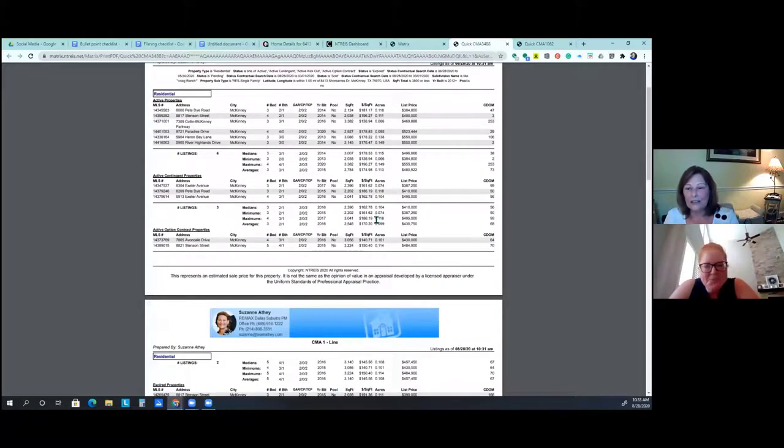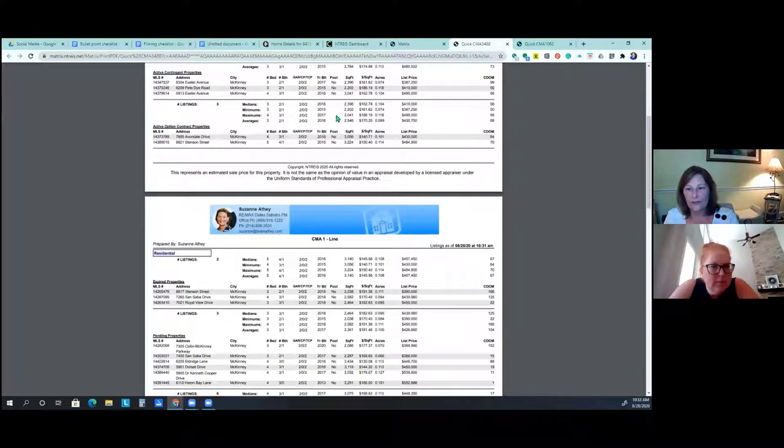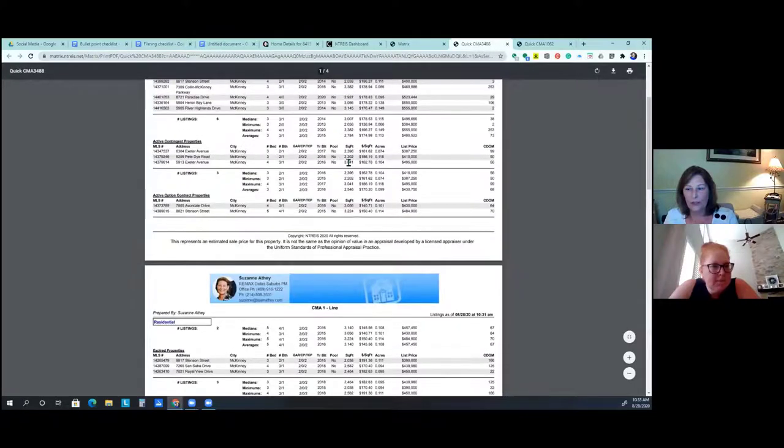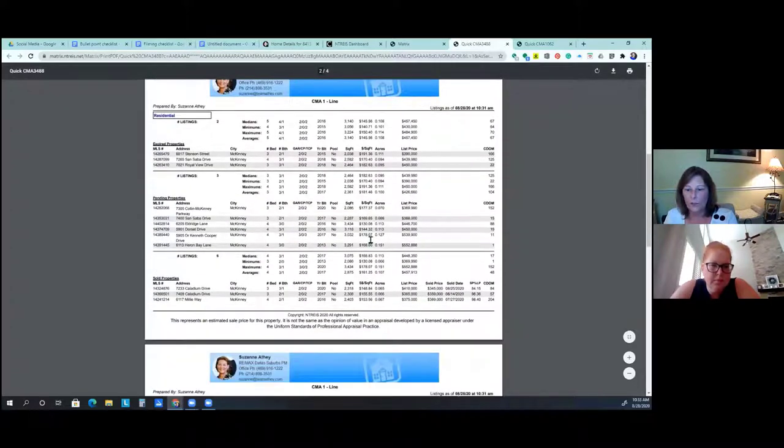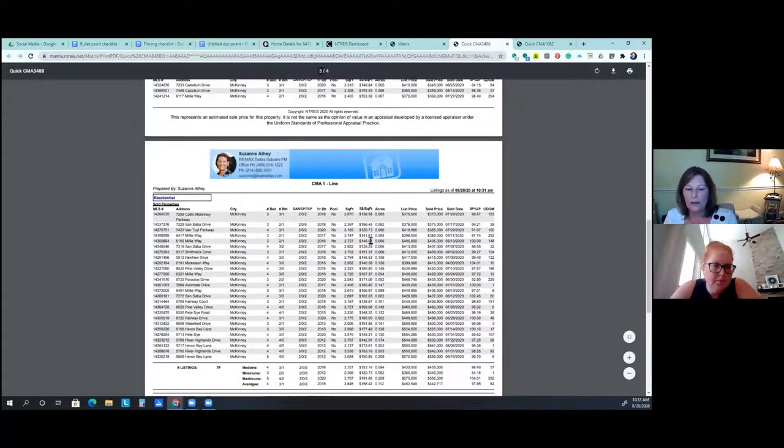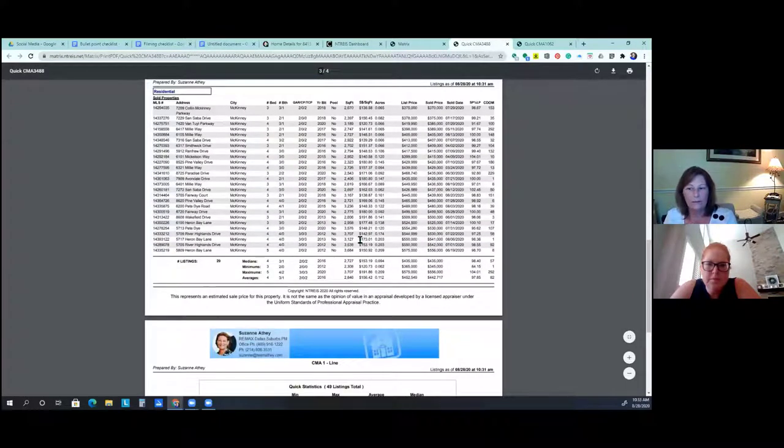So we've got active contingents, active options. These are all properties that you want to take a look at and see how your property compares with them. Here's one that's in 2017. It's a lot smaller. It's only 2,300 square feet. But it does give you an idea of how long that property actually stayed on the market. Keep going. You've got your pendings and your solds. To me, a sold is like the black and white of what you're having to deal with. None of these properties have pools.